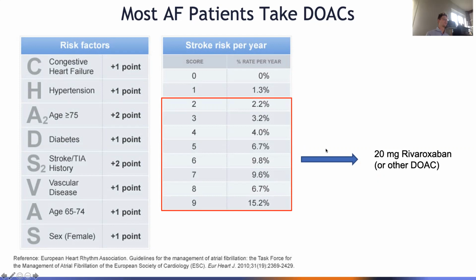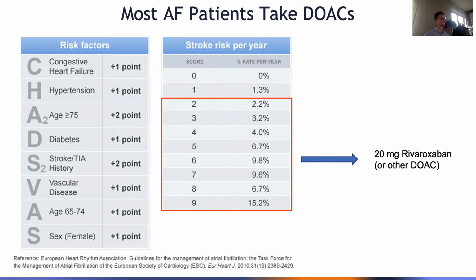When you take the sum of these points, you end up with a stroke risk per year. And as soon as you have a score of 2 and higher, you're put on rivaroxaban treatment to reduce your stroke risk. But maybe we should start the discussion, or at least look into whether these patients would also have some beneficial effects of rivaroxaban treatment. Definitely when you consider that a hypercoagulable state might already be a substrate for the progression of atrial fibrillation. So maybe we can prevent or delay this progression.